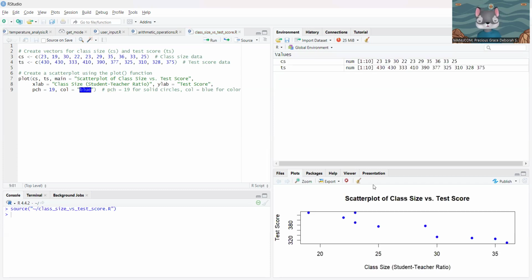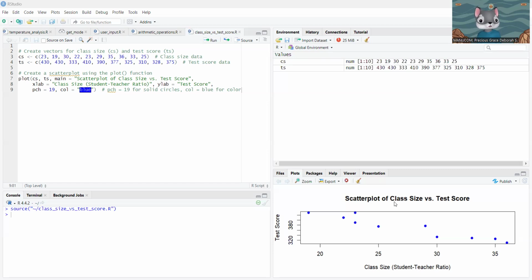By looking at the plot, the researcher can observe if there is any clear trend or pattern, such as whether larger class size tends to correlate with lower or higher test scores. In this scatter plot visualization, each point represents a specific class size and its corresponding test score on the y-axis.